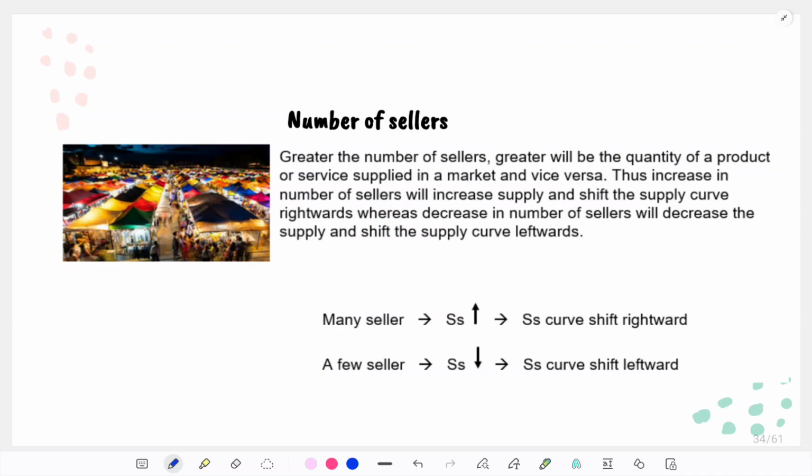The other factor is the number of sellers. We know that more sellers means more supply. For example, if more people start baking and selling cookies online, the total supply of cookies in the market will increase. So, the supply will shift to the right. But if some sellers close their business or leave the market, the supply will decrease and the curve will shift left.